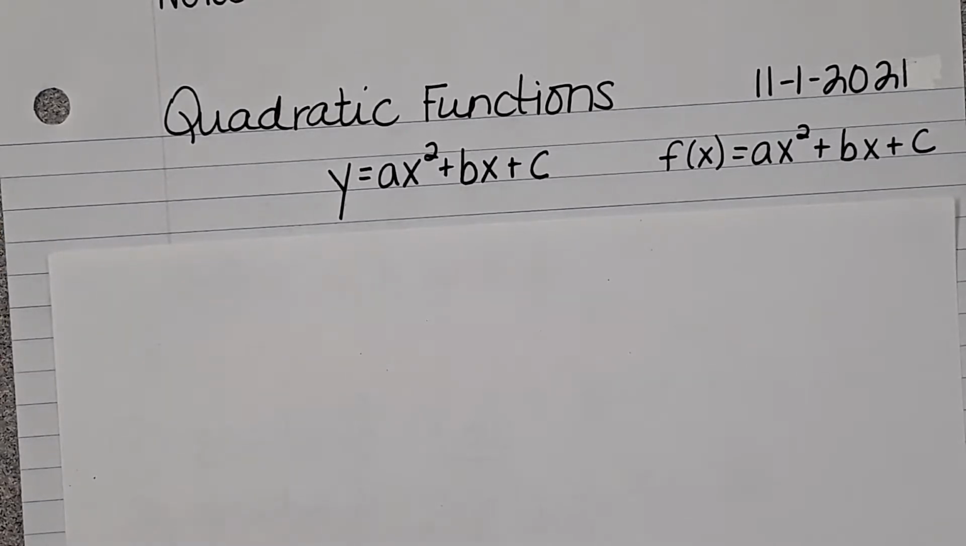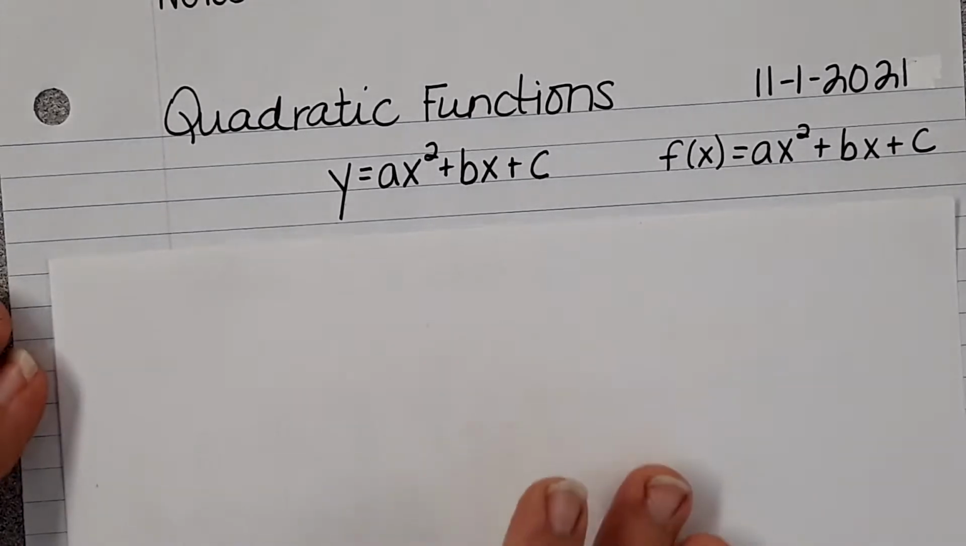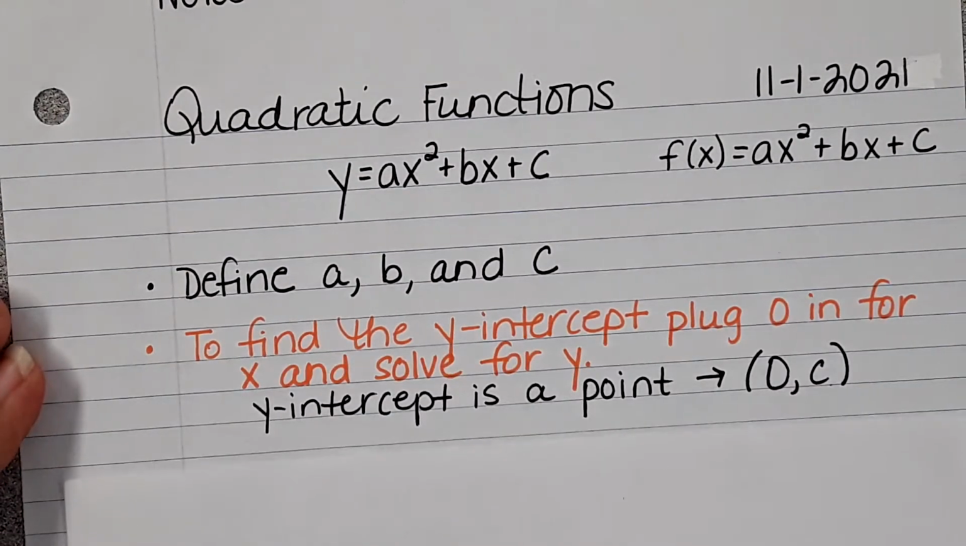So you guys, it doesn't just have to be a line. It just needs to be a graph. So we have a lot of different functions. They all have a y-intercept. That is where the graph crosses the y-axis. So the first thing we're going to learn is how to find the y-intercept.